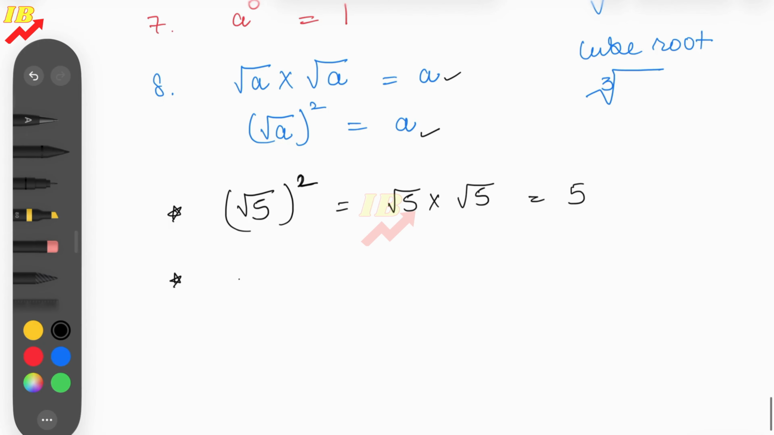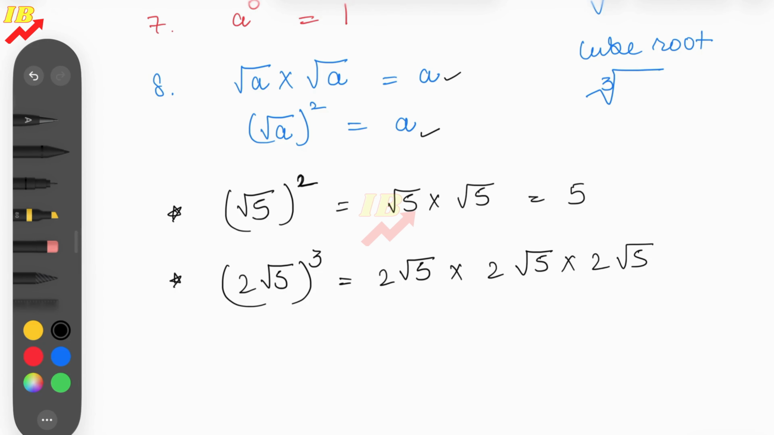If I write it as 2 root 5 to the whole power 3, that's going to be a little complicated one, right? So for that, it is a better option, if you're not very handy with it, to open it up like this: 2 root 5, 2 root 5, and 2 root 5. We are repeating this number 3 times because we are seeing a power of 3 here, right?